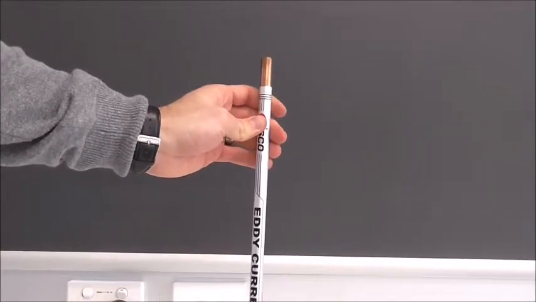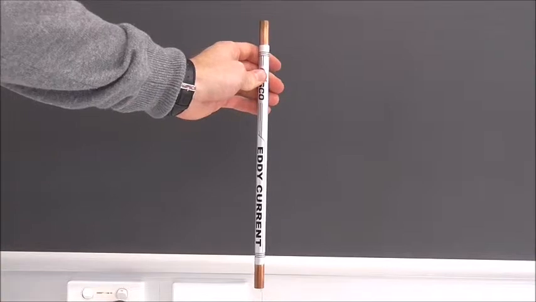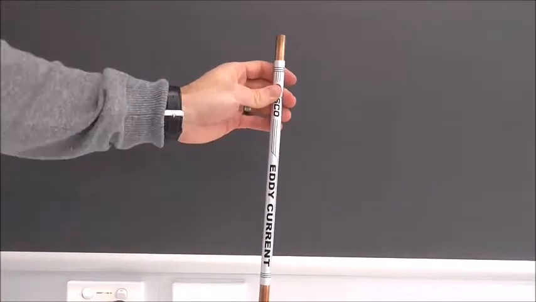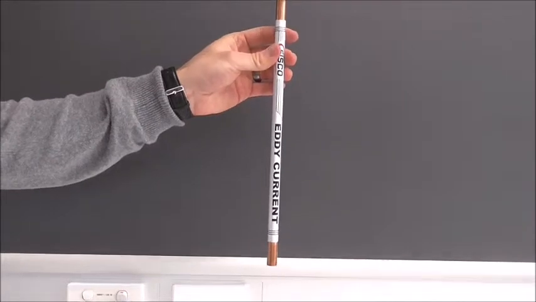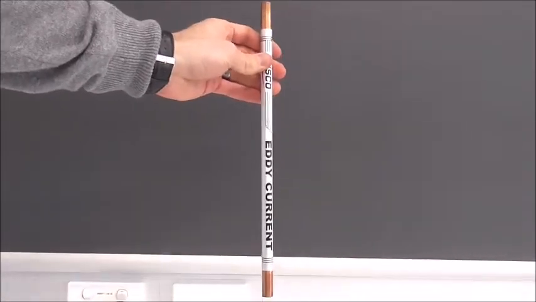So what we'll do is drop the one that is not a magnet through the tube first, and it's not really going to be any big surprise here. We're just dropping a piece of metal through a metal tube, and it's going to fall as you'd expect. So it falls, and there's really nothing interesting there.